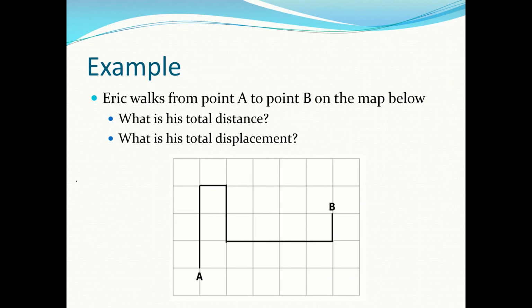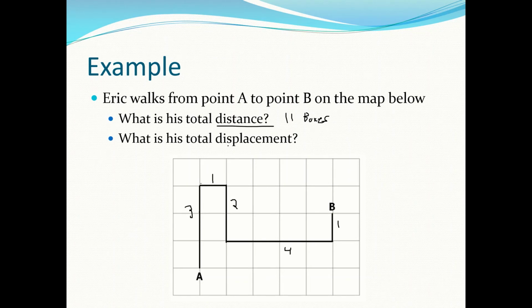So here's another example that we'll do together. Eric walks from point A to point B on the map below. What is his total distance and what is his total displacement? So distance is easy because direction doesn't matter. It looks like Eric walks 1, 2, 3 boxes up, then 1 box this way, 2 boxes down, 1, 2, 3, 4 boxes this way, and then 1 box up. So if we want to find Eric's distance, it's just 3, 4, 5, 6, 7, 8, 9, 10, 11. So Eric walks 11 boxes or units. Maybe it equals a kilometer, who knows, but he walks 11 boxes.